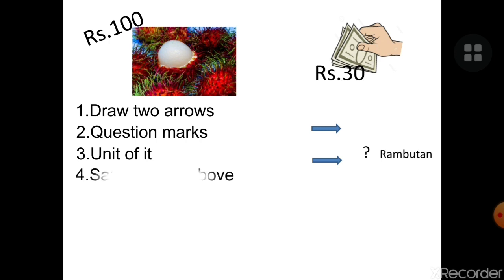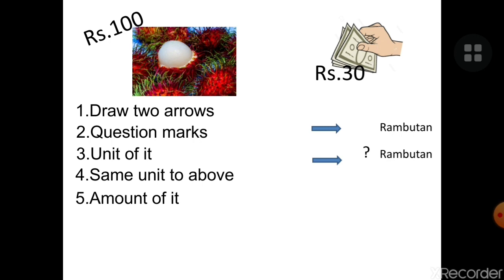For the fourth step, you have to write the same unit above. Now the unit of this thing is Rambutan. So we have to write Rambutan as the unit above. For the fifth step, the amount of it. You already know that 20 Rambutans is 100 rupees. So from the amount, we know that 20 Rambutans. So you have to write 20 beside that Rambutan.